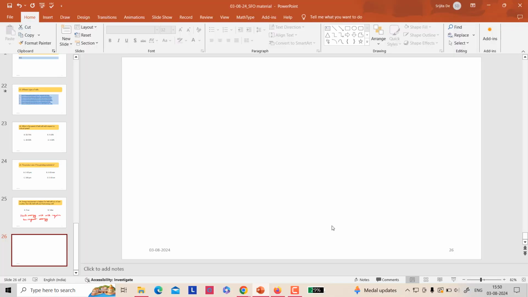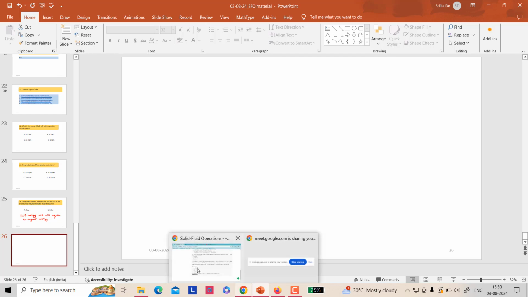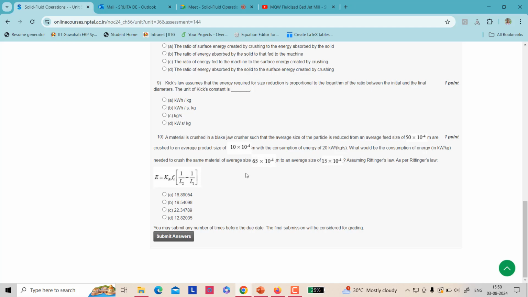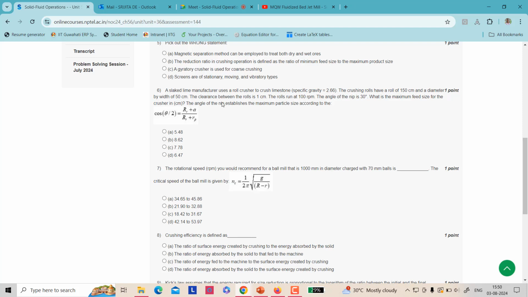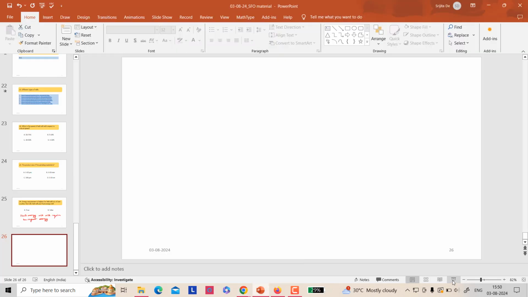Ma'am, please. Question number 6 and 7. So it is what group of angle is given. What is the maximum size for the crusher? Okay. So before that, I will explain what is this roll crusher. Then we'll come.